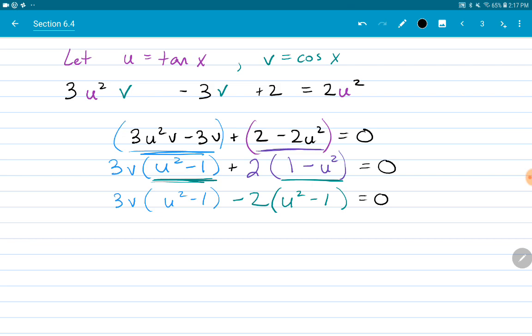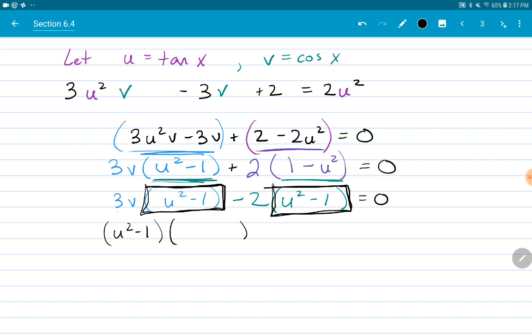Okay, so now I have exactly the same thing in parentheses here and here. So I can treat that like one brand new variable and just take it out in front. Call it a z if you want to. We're putting that out in front. That's a common factor. And what we're left with after we take that out is the 3v minus 2. That equals 0. And now I have a product. This is now multiplication because I factored out the u squared minus 1. So I'm left with a product.